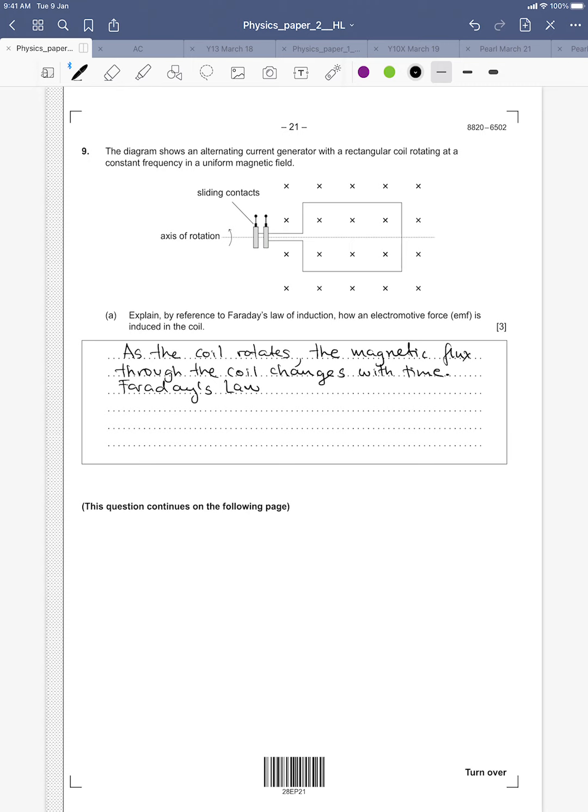So Faraday's law says that a changing flux induces an EMF in the coil. Of course, Faraday's law says actually something a little bit more than that. It does say that the induced EMF is the rate of change of flux through the coil. So let's just throw that in there as well. Okay.